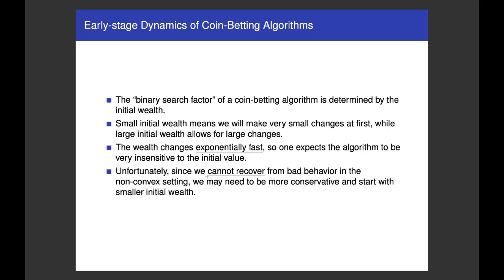However, in the non-convex setting, you cannot recover from bad initial values. So we might jump over the minimum value and end up doing something quite poor. So we need to be more conservative, perhaps, and sometimes start with a smaller initial wealth so that we don't end up making very bad, large updates at the beginning.